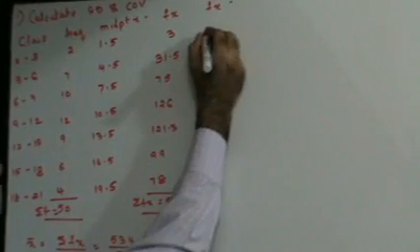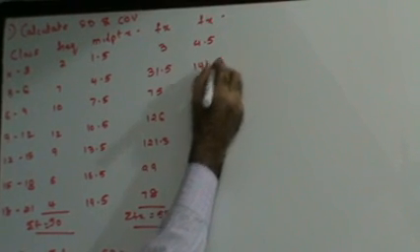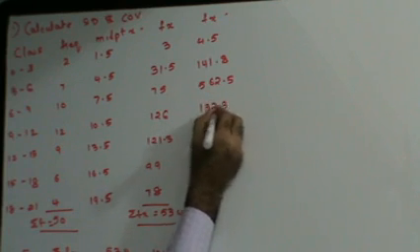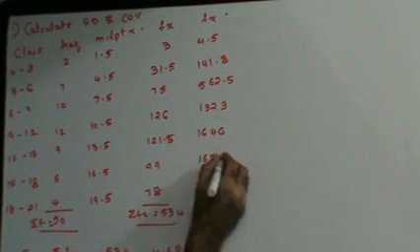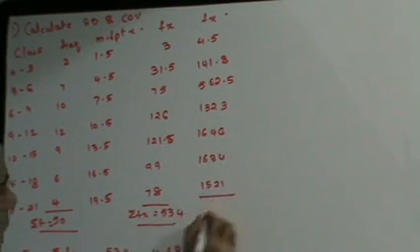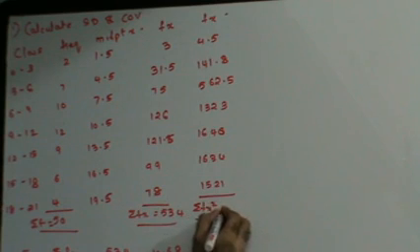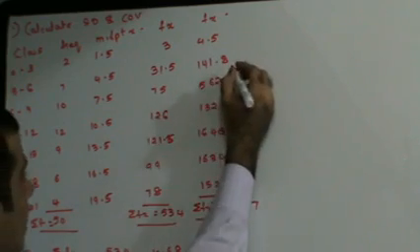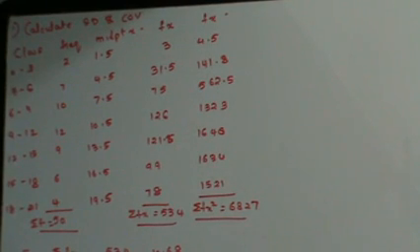So 3 into 1.5, that will give you 4.5, 141.75, 562.5, 1323, 1640, then 1634, 1521. Add this column, the addition of this column is sigma fx square, which will come to 6827. I've rounded the 141.75 up.